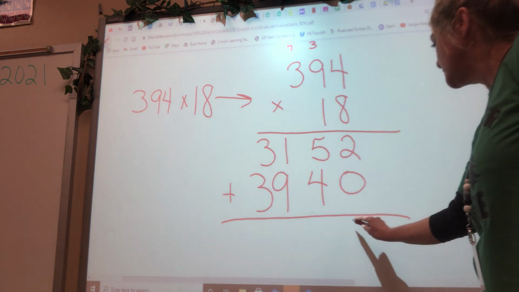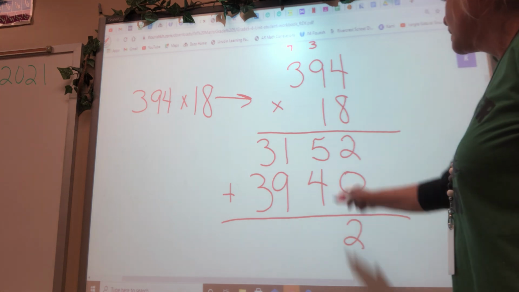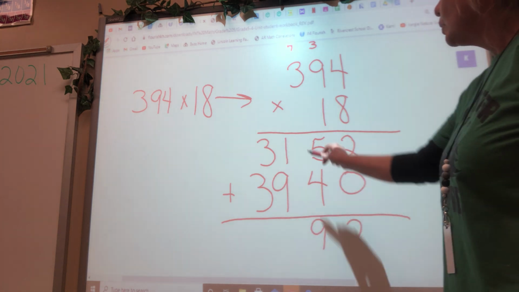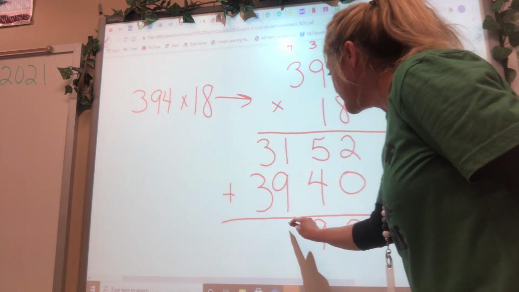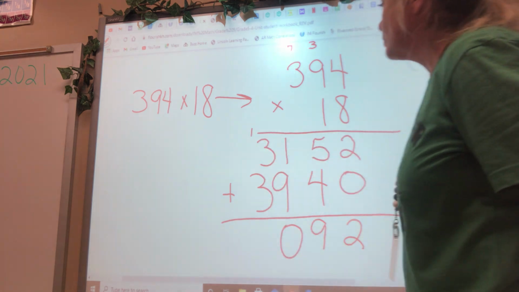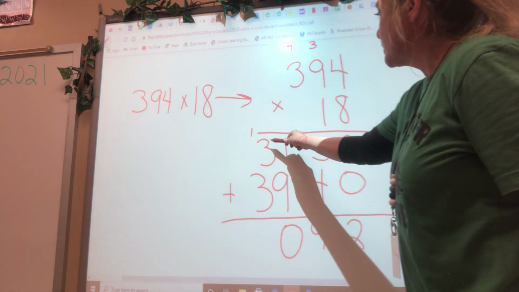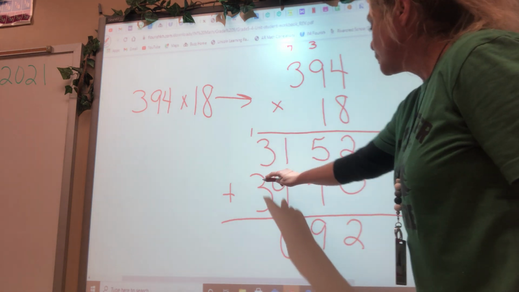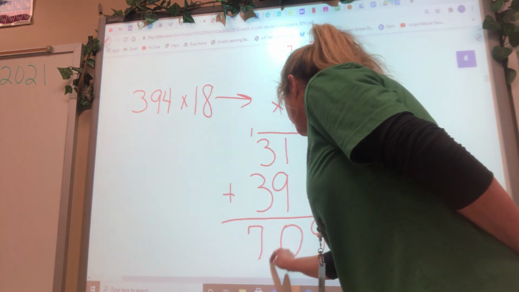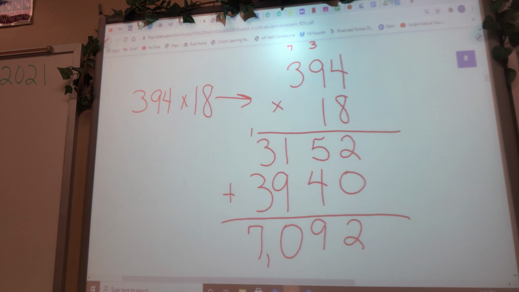2 plus 0 is 2. 5 plus 4 is 9. 1 plus 9 is 10, so we put the 0 here and carry the 1. 1 plus 3 is 4, plus 3 is 7. Okay, so our final answer is 7,092.